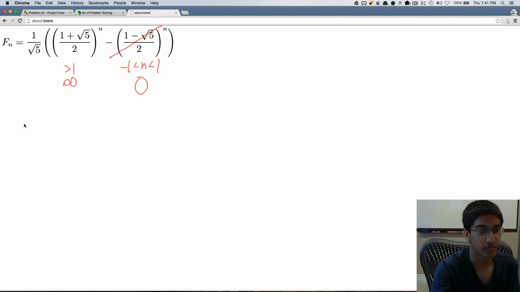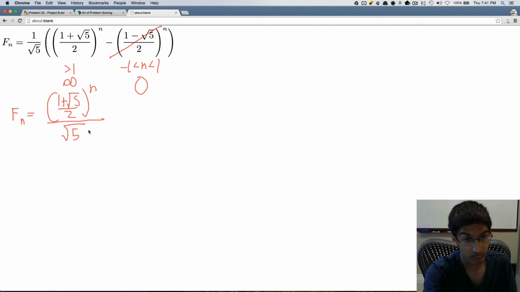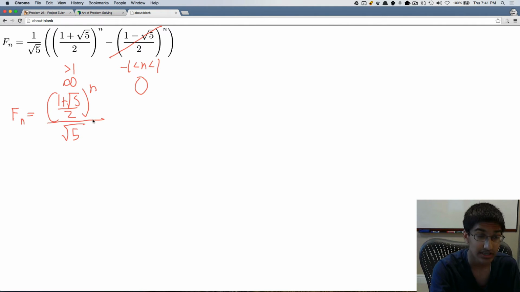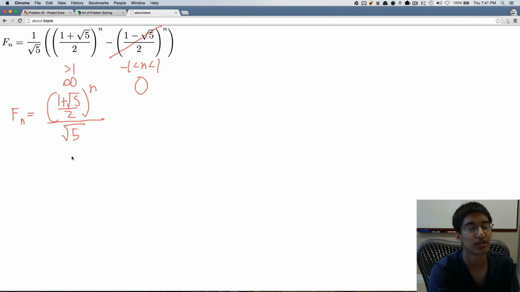Now let's rewrite this formula. We now have the nth Fibonacci number is, we can write this, 1 plus square root of 5 divided by 2, raised to the n, divided by square root of 5. So now we have our formula for finding the nth Fibonacci number. Next is creating a new formula based on this that gets us the number of digits in the nth Fibonacci number.